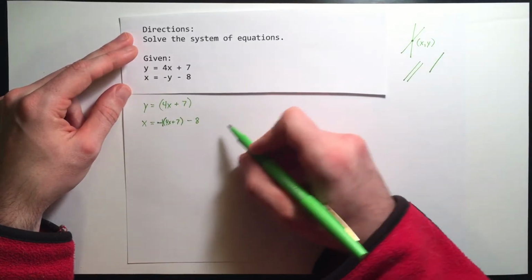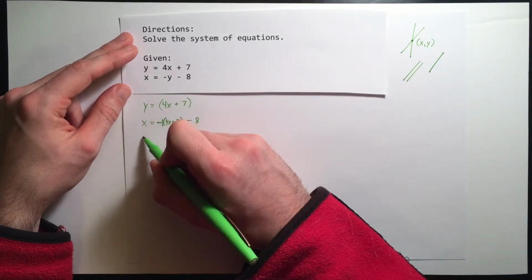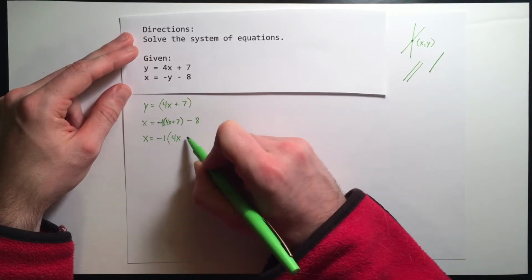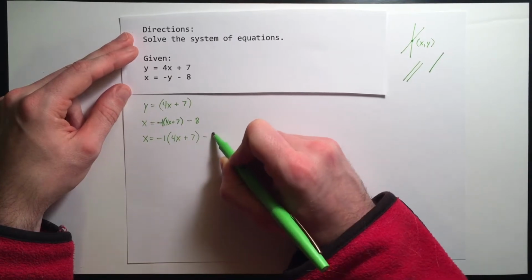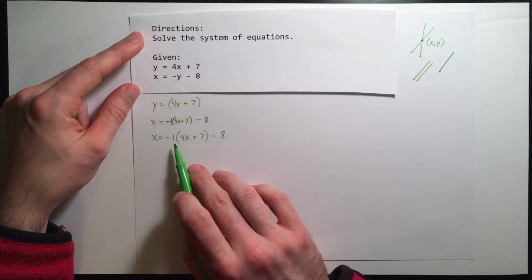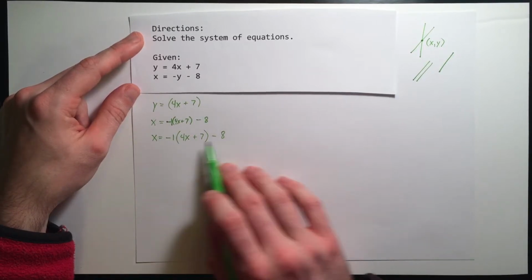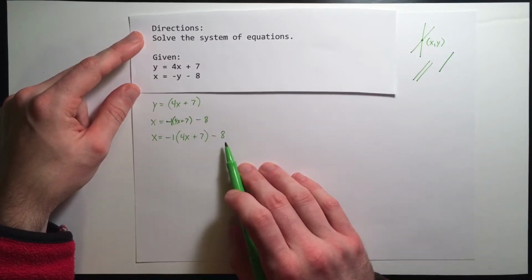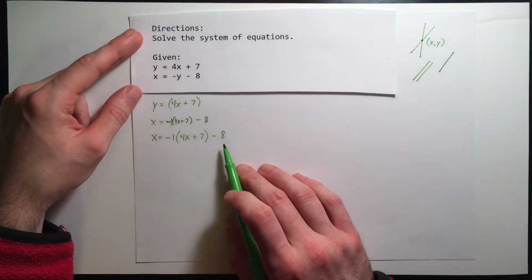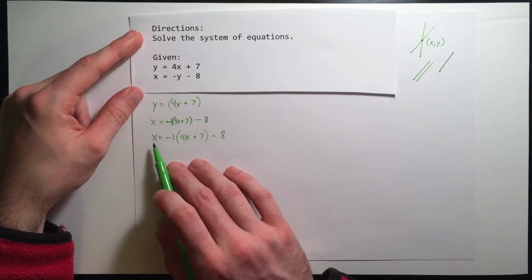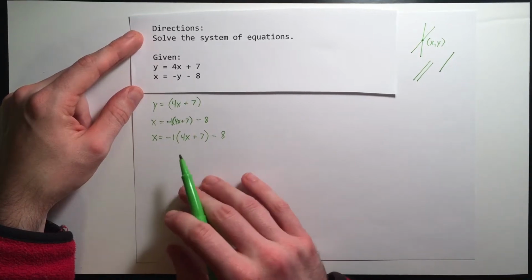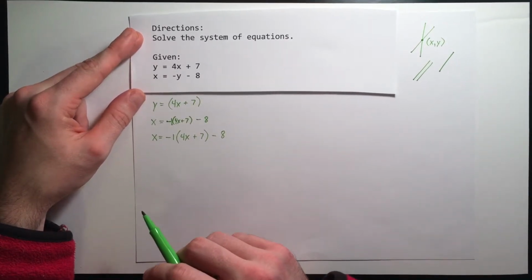So I'm going to rewrite this just a little bit bigger so it's easier to see. x equals negative 1 times 4x plus 7 minus 8. There, that's better. Okay, so now I have a special situation here where the equation doesn't have a y in it anymore. And that's great. When you have an equation that just has one type of variable like x's, then that means that you can go ahead and simplify and solve and find out what the value of x is.